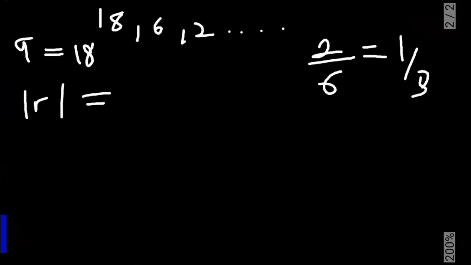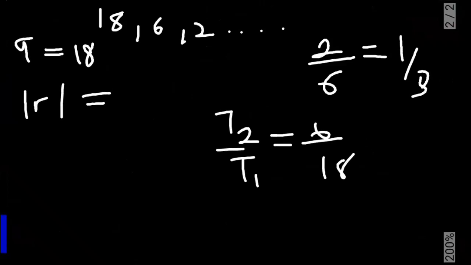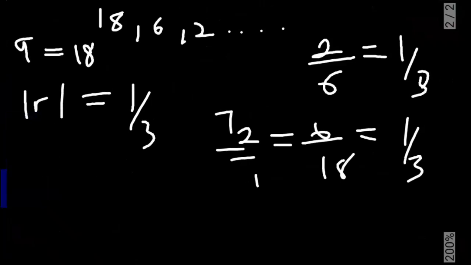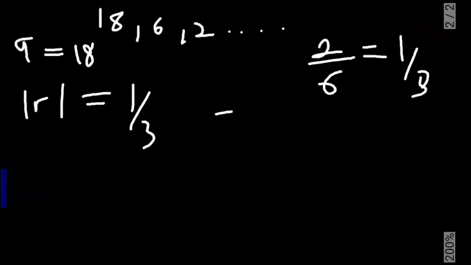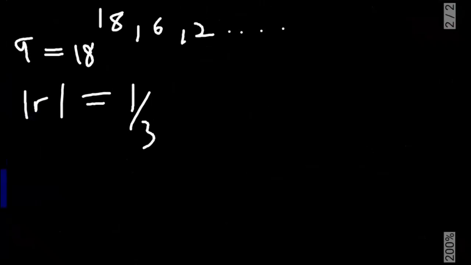The common ratio between the second term and the first term is 6 over 18, or some teachers will write it the other way around. 6 over 18, we have 1 over 3 also. So this is the magnitude of the common ratio. Is this less than 1 or greater than 1? Yes, this 1 over 3 is less than 1. So it shows that we are going to make use of the formula. We have r equal to 1 over 3, and the magnitude of r less than 1.